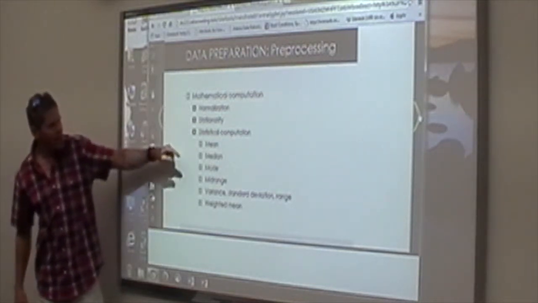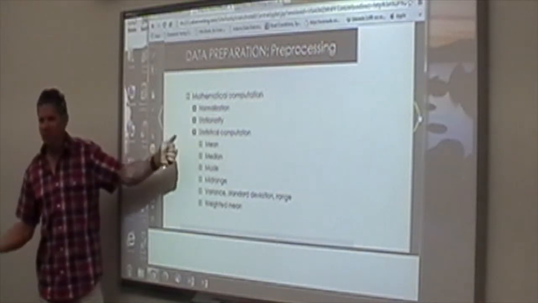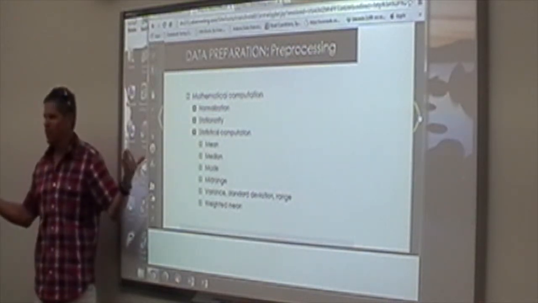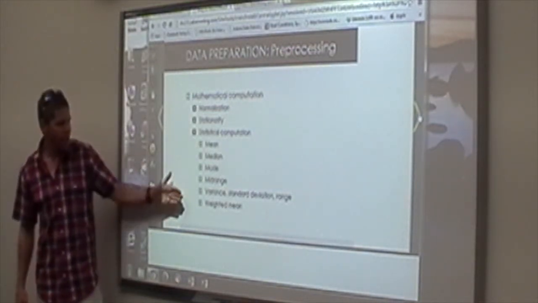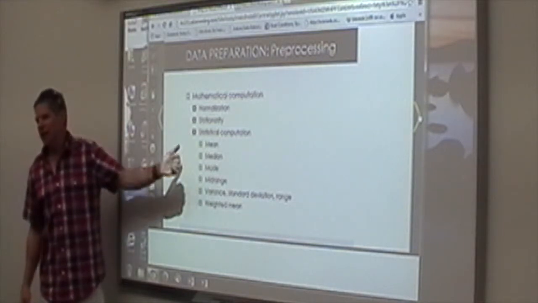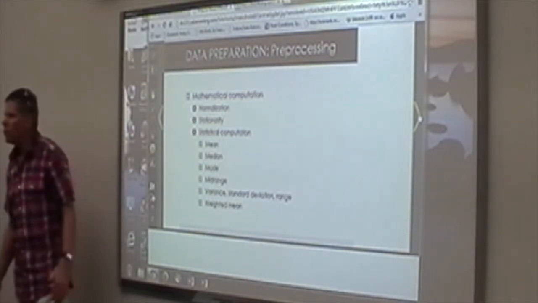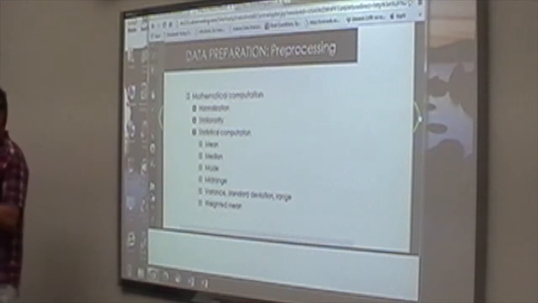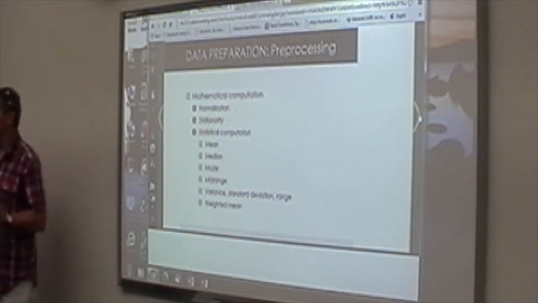Other statistical computations that we can do, obviously median, mode, any basic sort of statistical computation, standard deviation. We can have weighted means if we think that that's going to be useful.